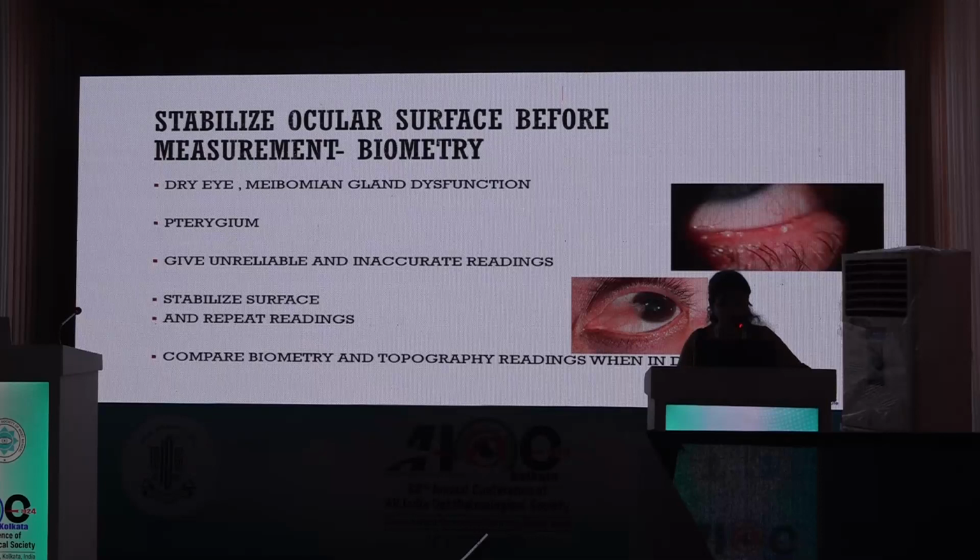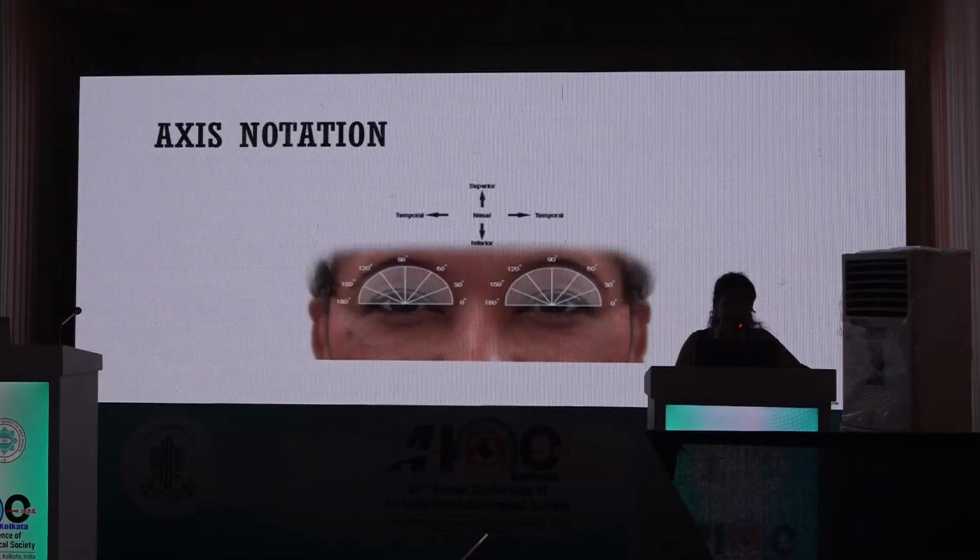Very important to remember that before you do your biometry, the surface needs to be good. There shouldn't be any severe dry eye or meibomian gland dysfunction. If there's a pterygium, you need to deal with that before you plan a toric IOL, because these problems will give you unreliable and inaccurate readings. So you stabilize the surface and you repeat the readings. And if there's confusion, then compare your biometry and topography readings as well.